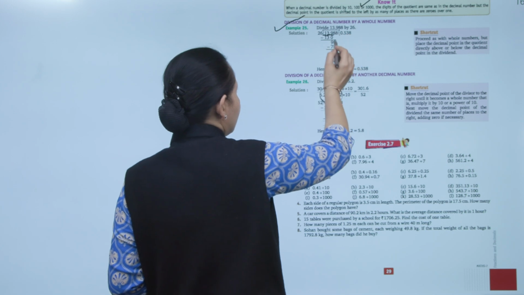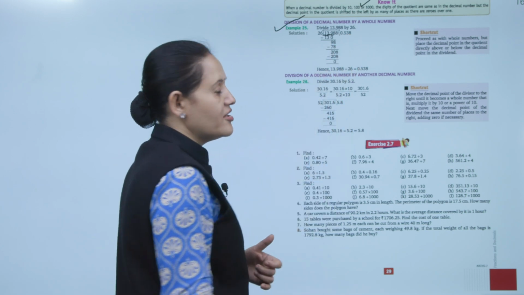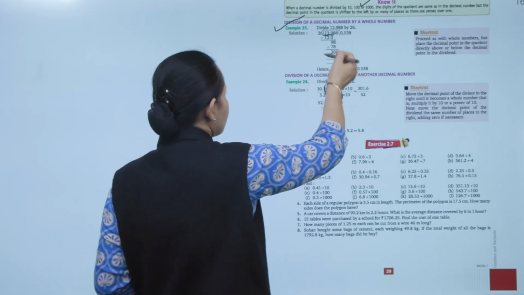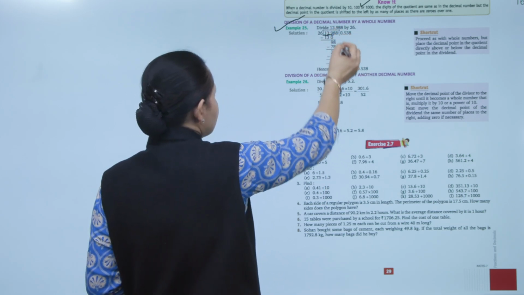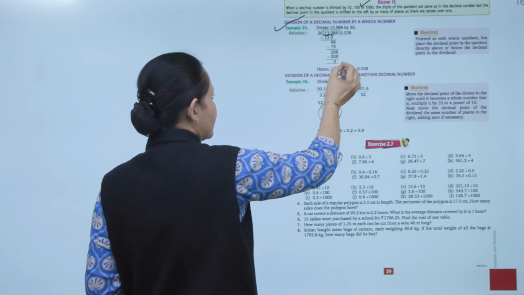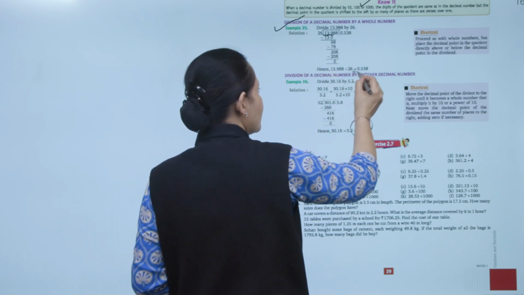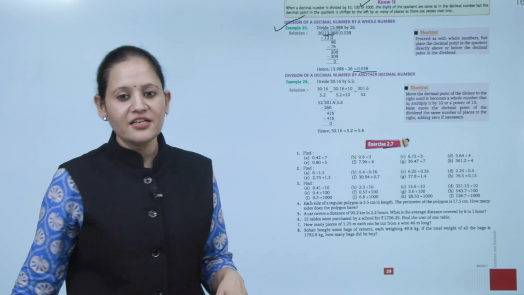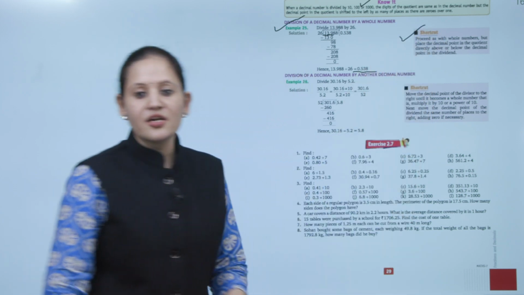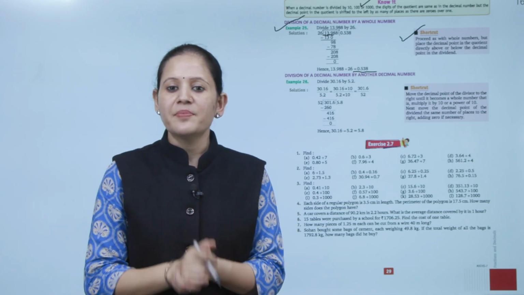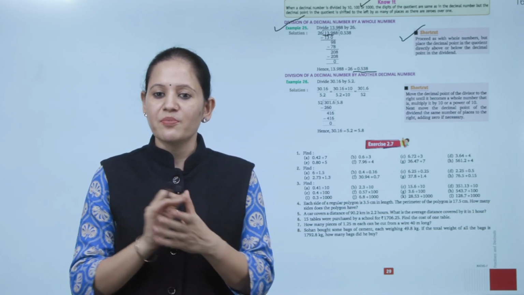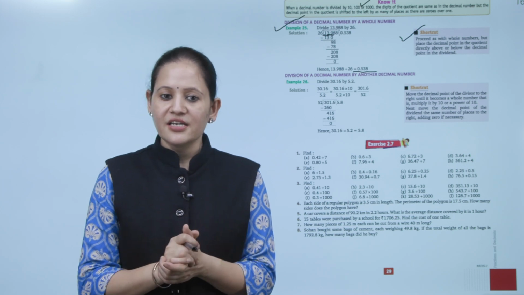Next number note down करेंगे तो ये जाएगा 98. Then 26 3s are 78. Subtract करेंगे, we will get 20. Next number note down करेंगे 8. 26 8s are 208. Subtract करेंगे 0. So answer is 0.538. Clear? Shortcut. Proceed as with the whole number, but place the decimal point in the quotient directly above or below the decimal point in the dividend. Clear?